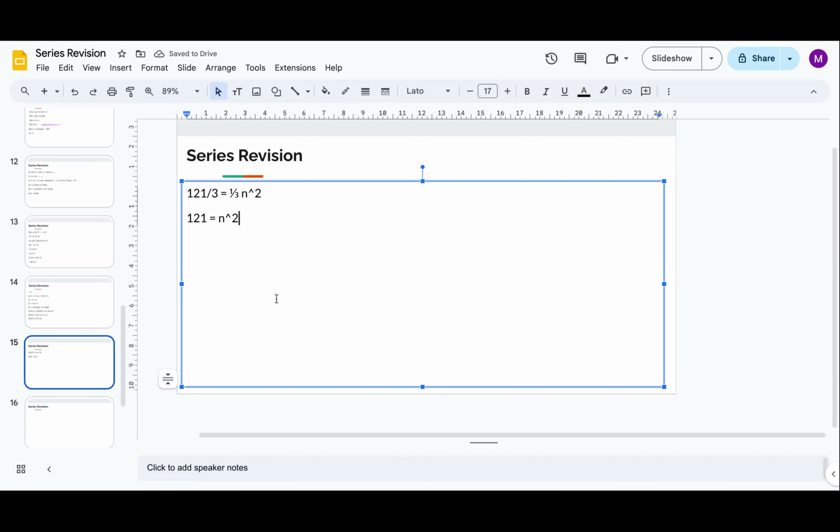Okay, square root 121, and that'll give me n is equal to 11. Okay, the reason why it's positive 11 is because you can't have a negative n value. So even though the root of 121 is plus or minus 11, you cannot have a negative n value. You cannot have a negative number of terms. That doesn't make any sense. So n will always be positive. Okay, let me just write that on the side in color. n is always positive.